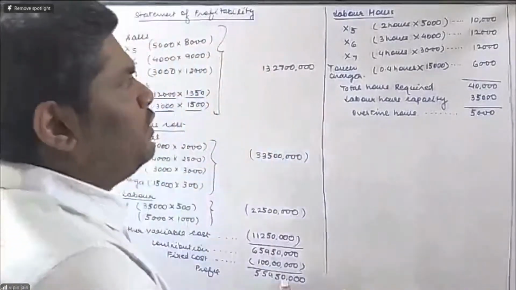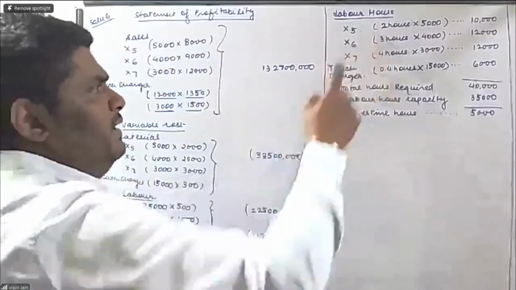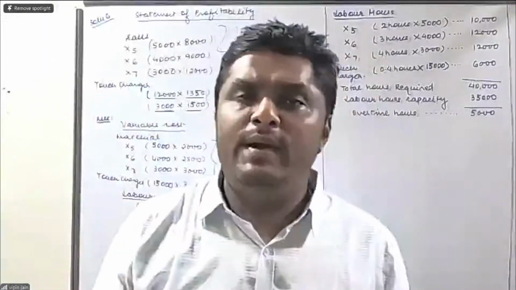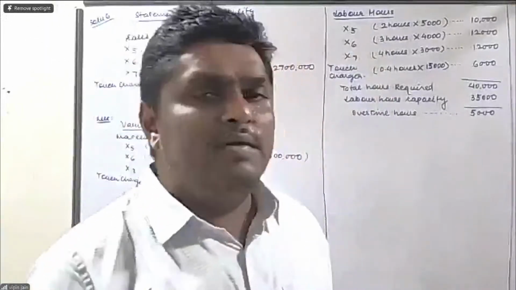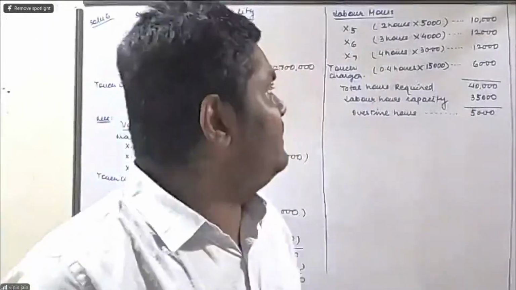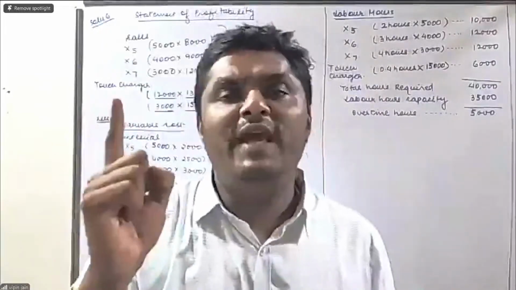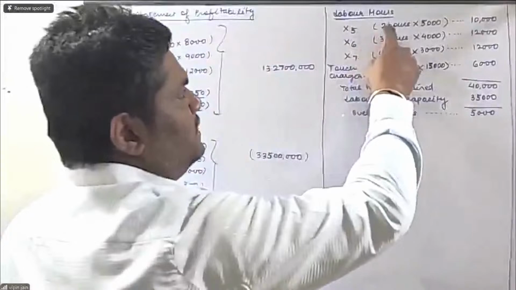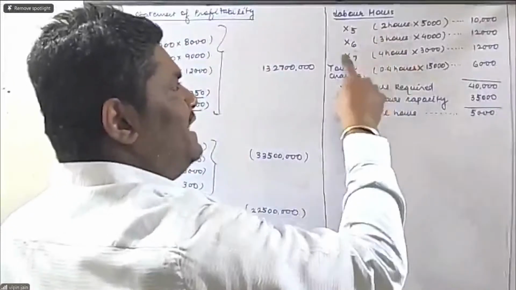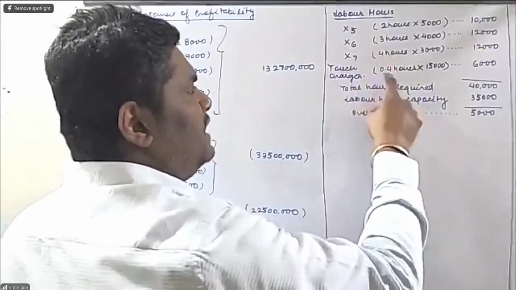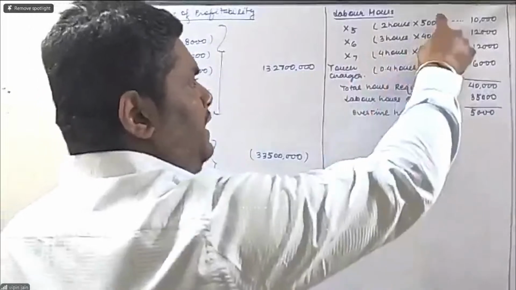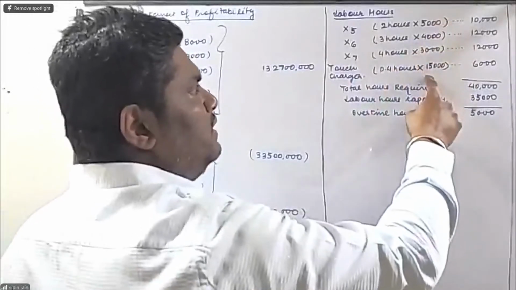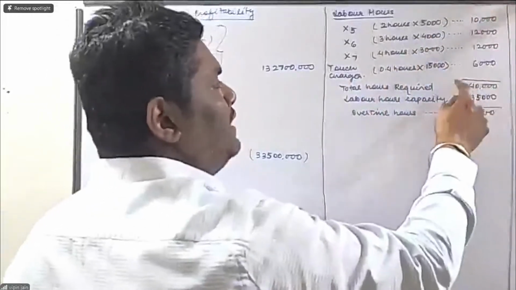So Saundarya, when talking about labor hours, the total labor cost is 1,000 for X5. And per hour, we are paying 500. It means how many hours are required for X5? 2 hours. Similarly, for X6, 3 hours, for X7, 4 hours, and for touch charger, 0.4 hours, into the number of units. So this is how we will get the total hours requirement.